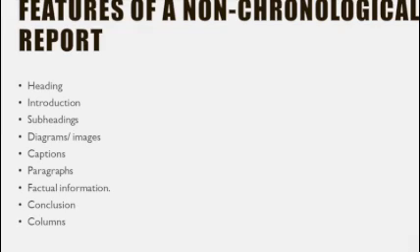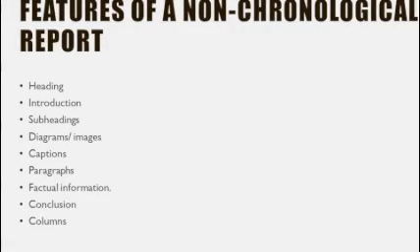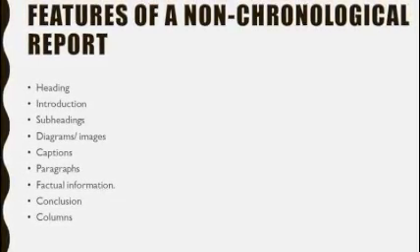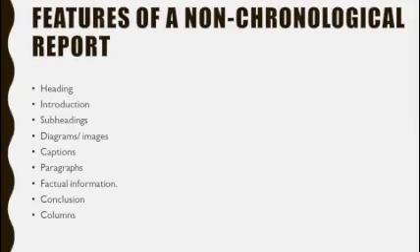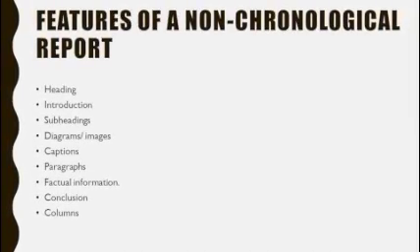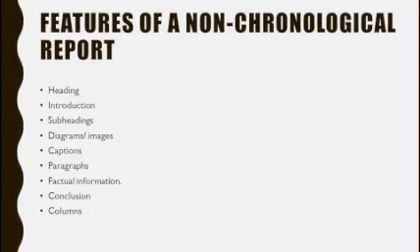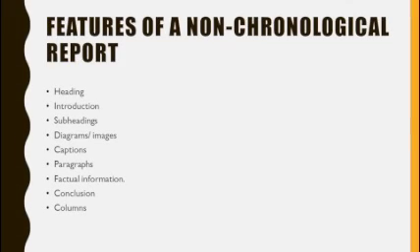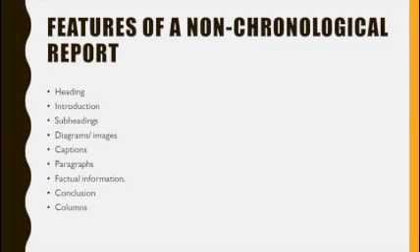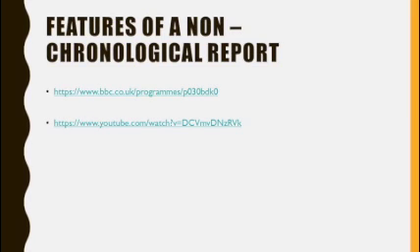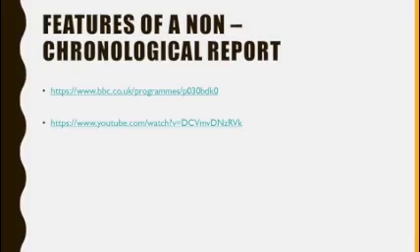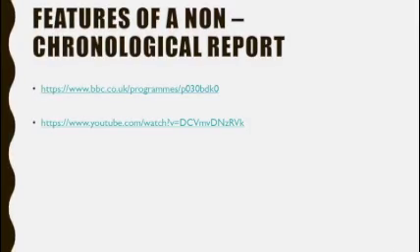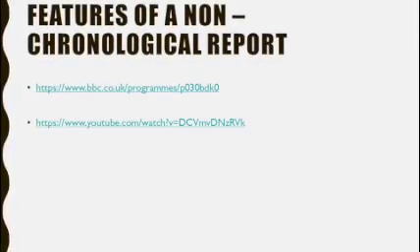So we've told you what they are: heading, introduction, subheadings, diagrams, captions, paragraphs, factual information, conclusion, and the fact that it's written in columns. So what we've done is to give you an example of each feature for Monday. So on Monday, you take your time, you read the features, you look at the examples we provided, and make sure these are embedded. Now, once you've done that, there's also links on there that will help you to go to other sites to have a look, the YouTube and BBC as well, to have a look at what features of a non-chronological report is. And once you've done that, you know that you're certainly sure of what they are.